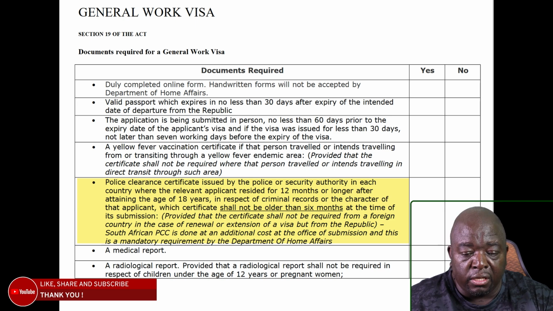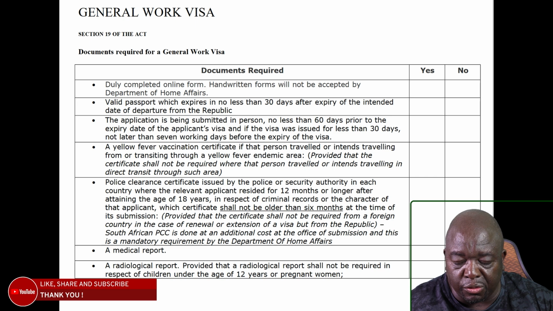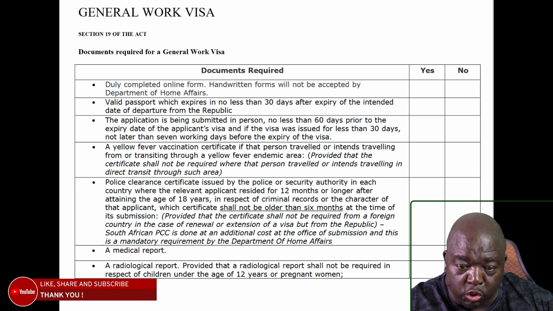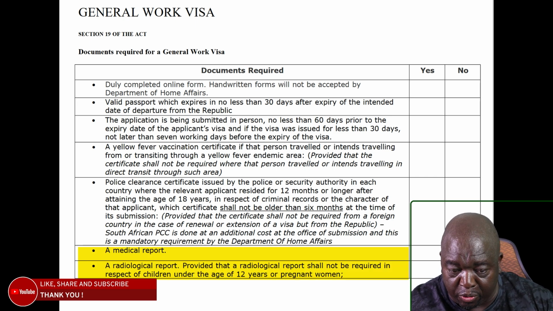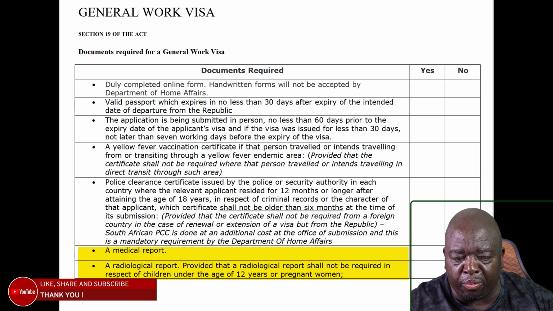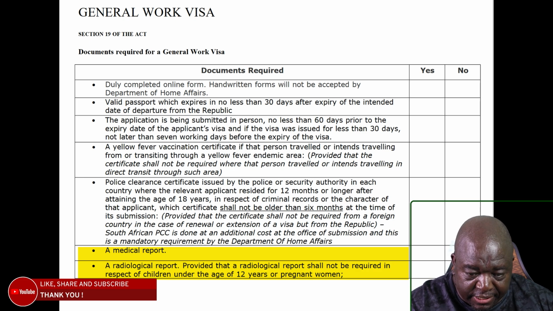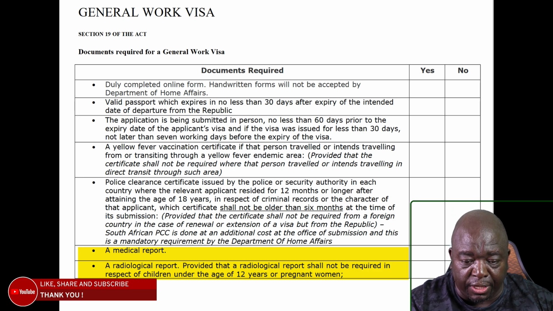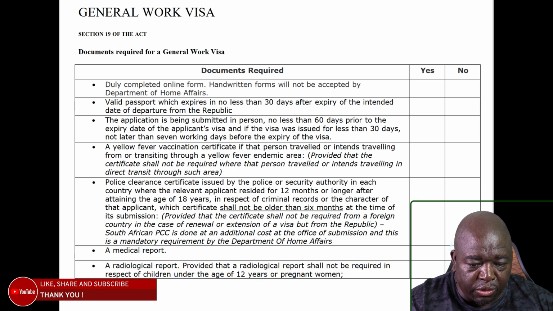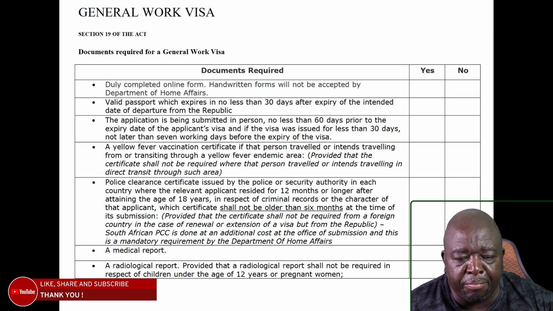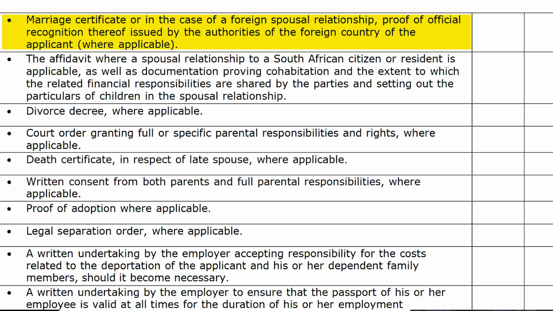Then the first of the things that we need to worry about: the medical report and the radiological report. It is not necessary to have both of these. You need to have one of those. So in my submission, I just went with the medical report. So that was that. The second part of the questions is the marriage certificate in case of a foreign spouse.